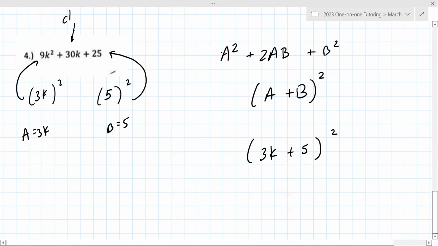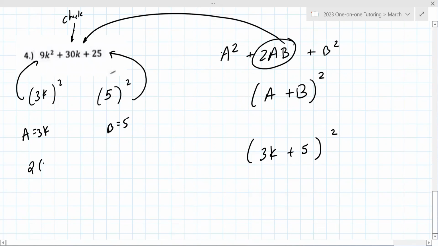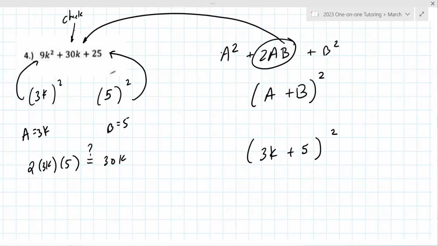I don't think you're going to get any exceptions, but is 2ab equal to 30k? Is 2 times 3k times 5 equal to 30k? And it does. 2 times 3 is 6, 6 times 5 is 30. Now, are there exceptions? Of course. I'm not seeing them in this sheet that you're doing, but they very well could be there.